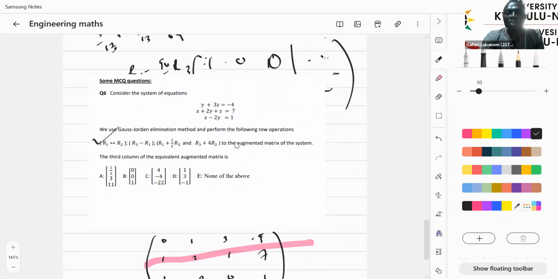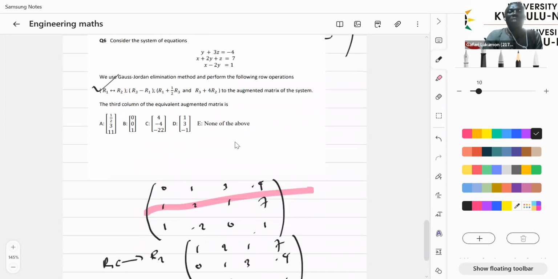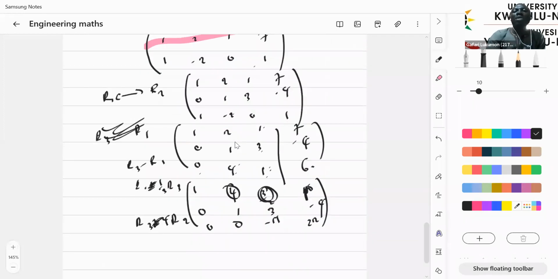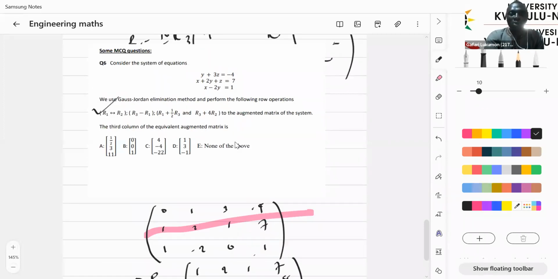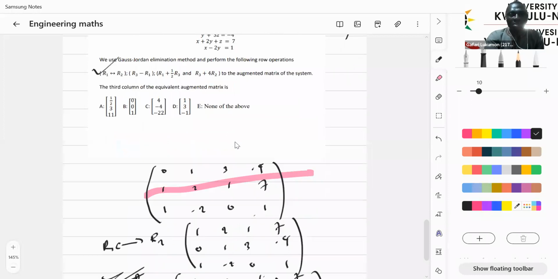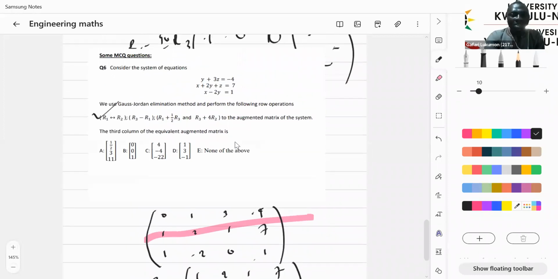Then the question asks us the third column of the equivalent augmented matrix. This is the first column, this is the second column, and this is the third column. That will be 0, 3, 0, 3 minus 11. I think it's more closer to this. Maybe we made a mistake where we are converting this. So just recheck them again. That's what you are going to be doing. Just do the row operations again, and at the end of the day, you trace it to the column you are asked to find, and that will give you your answer.